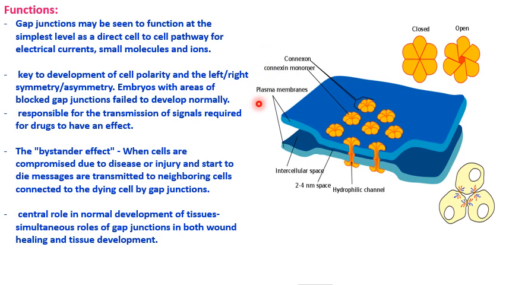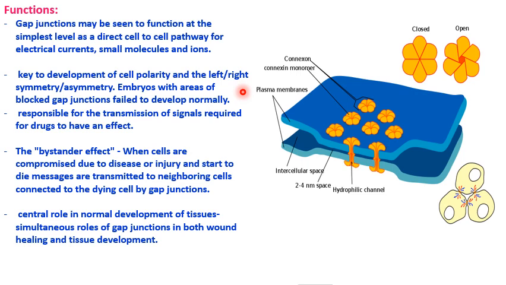And then they also are the key structures for the development of cell polarity, that is left-right symmetry or asymmetry, which is mainly concerned in developing embryos, which is present in the primitive streak of the germ disk, where if these gap junctions are blocked, the embryos fail to develop normally. Because if right and left polarity is hampered, then the most common thing that can happen is situs inversus, which means that usually the heart is on the left side. That may be on the right side.